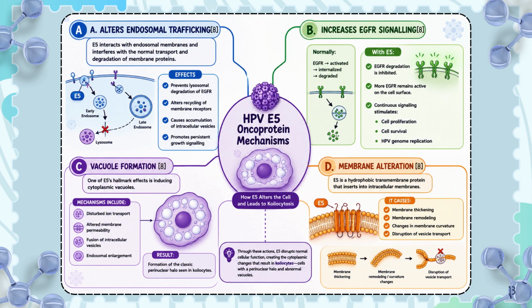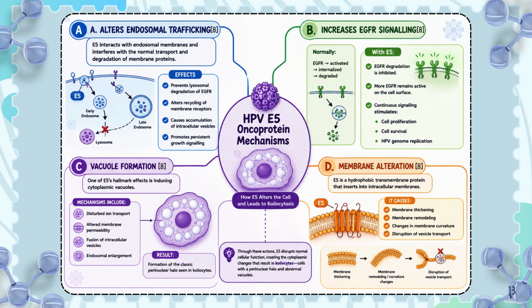For increased EGFR signaling, when E5 is present, degradation is inhibited, so EGFR remains active on the cell surface for longer periods. This prolonged signaling stimulates cell proliferation and cell survival. It creates a favorable environment for HPV replication. For vacuole formation, E5 causes cytoplasmic vacuoles to appear because it disturbs ion transport, membrane permeability, and vesicle fusion.